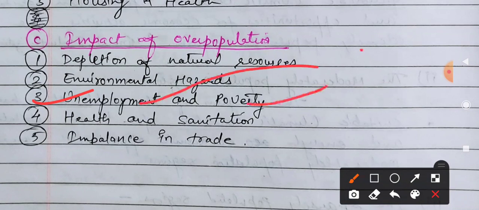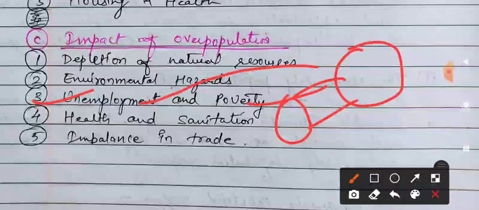Why? Because people are more, the jobs are less. So what will happen? People are losing their jobs, and the poverty ratio is increasing because of the high cost of living, because inflation is also increasing. The mehengai, which is called mehengai, is increasing. Next one is health and sanitation.